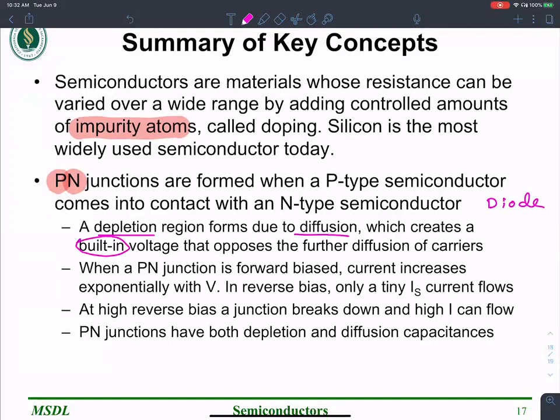Built-in voltage is kind of a potential barrier that needs to be overcome. Yes, built-in voltage is the potential barrier that is set up because of diffusion. Like I mentioned, it's a self-limiting phenomenon. It opposes the further diffusion of carriers.